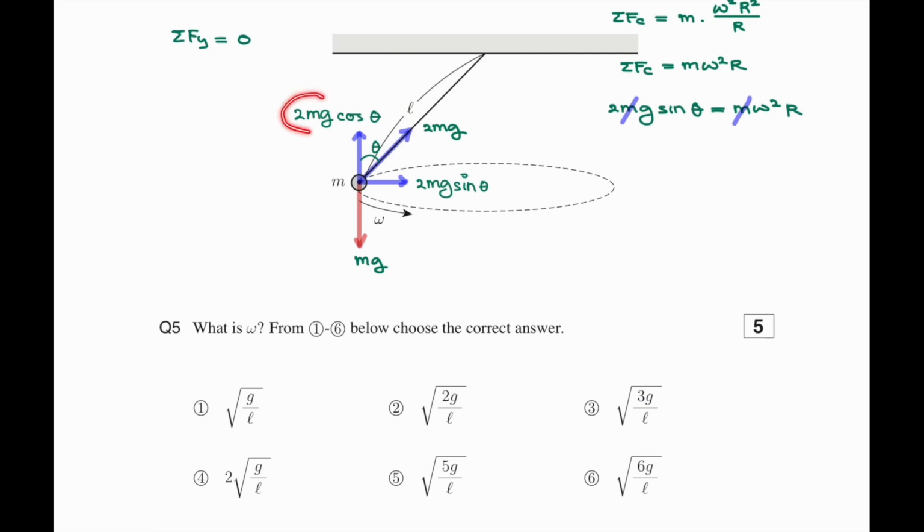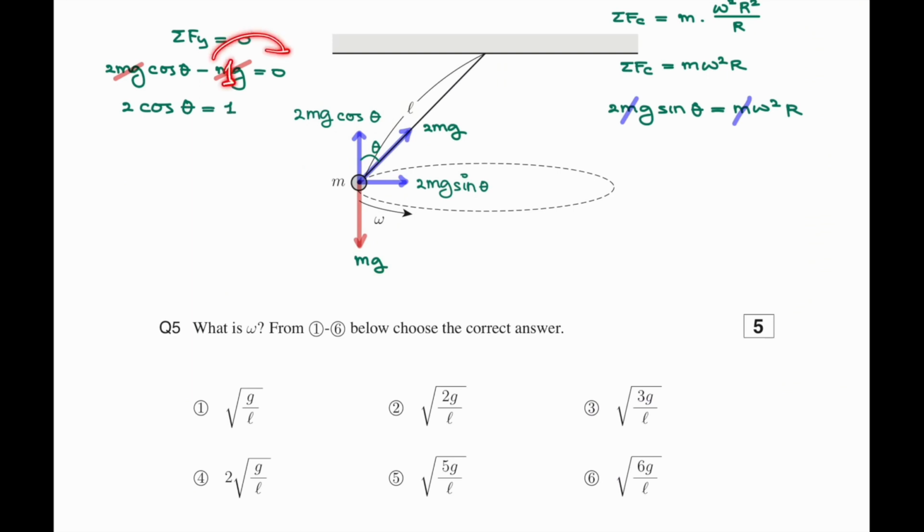I will assume 2 mg cos theta as a positive sign. So mg is negative because they are in opposite directions. 2 mg cos theta minus mg equals 0. You can divide all the terms by mg, so I can cancel out mg here. 2 cos theta is equal to 1.